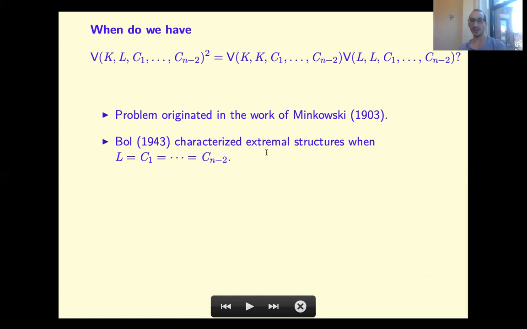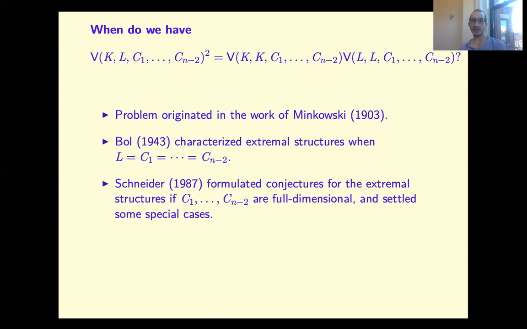And he characterized the equality cases when the bodies L and C1, up to Cn-2 are all the same. And for a long time, it wasn't even clear whether one can come up with any natural or sensible characterization of the equality cases, exactly because, as we saw, they can be quite complicated. But Schneider in '85 formulated conjectures in complete generality, at least when the bodies are full dimensional. When the bodies are not full dimensional, then it was known that there are more equality cases. There wasn't even a conjecture what they should be. And he also settled some special cases.